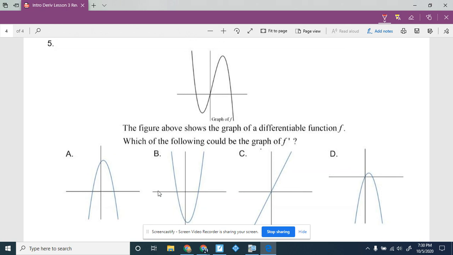It says the figure above shows the graph of a differentiable function f, which of the following could be the derivative f prime. So remember, f prime is the slope producing machine. So I think it's probably best to find out when f prime is 0 first. Well, that's when the slope of the tangent line is horizontal. So it looks like we're going to be 0 here, so whatever that x value is, and we're going to be 0 here, so whatever that x value is.